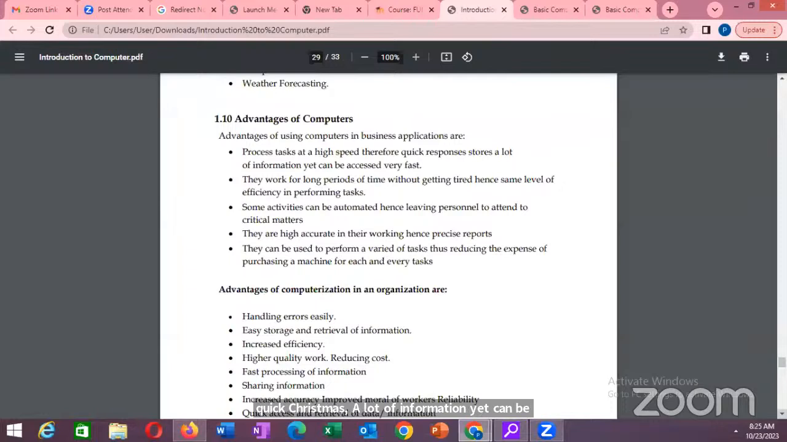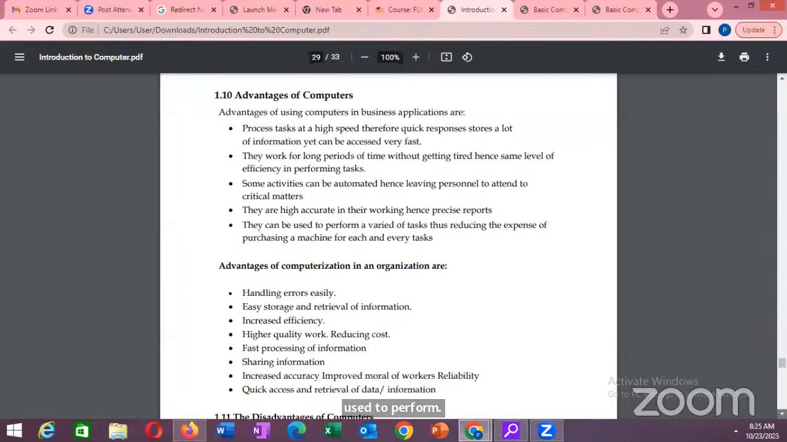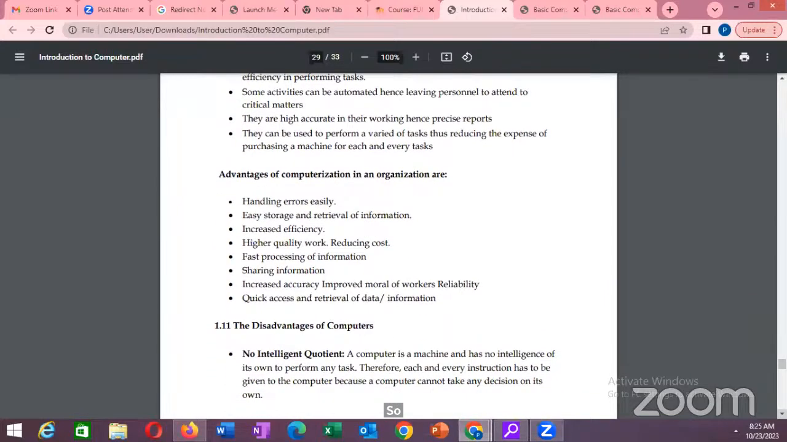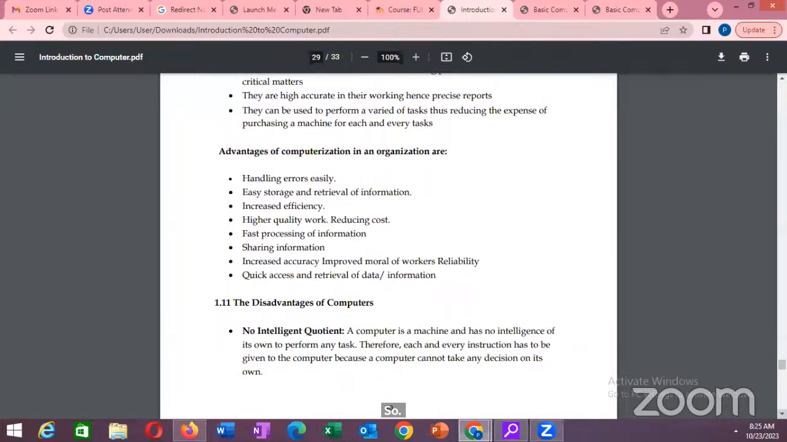They work for a long period of time without getting tired, hence the same level of efficiency in performing tasks. Some activities can be automated, hence leaving personnel to attend to critical matters. They are highly accurate in their working, hence precise reports. They can be used to perform a variety of tasks, thus reducing the expense of purchasing a machine for each and every task. So the advantages of computerization in an organization are handling errors easily, easy storage and retrieval of information, increased efficiency, higher quality work, reduced costs, fast processing of information, sharing information, increased accuracy, improved morale of workers, reliability, then quick access and retrieval of information.